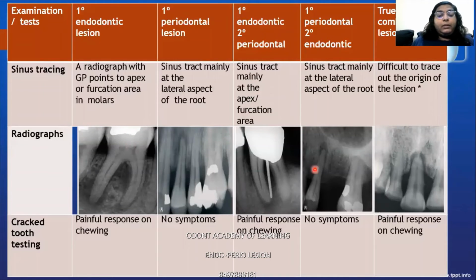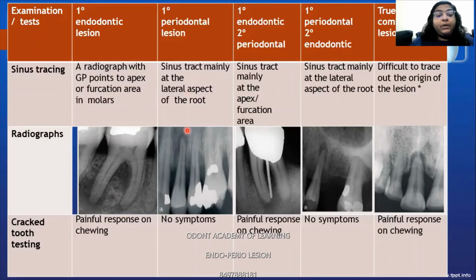Now, I've put in a couple of radiographs here for you to understand better. In the primary endo lesion, it looks like this. There is a filling over here, as you can see. Probably it's a long-standing filling. And even though in the picture it looks like it's not involving the pulp, in practicality, it probably is involving the pulp, which has led to, you can see here, a big lesion on the distal root. And in the mesial root also, there is widening of the periodontal ligament space. So this has happened because of primary endo.